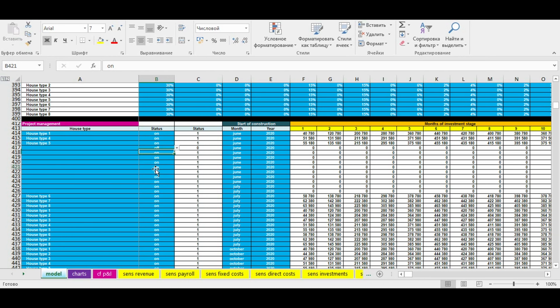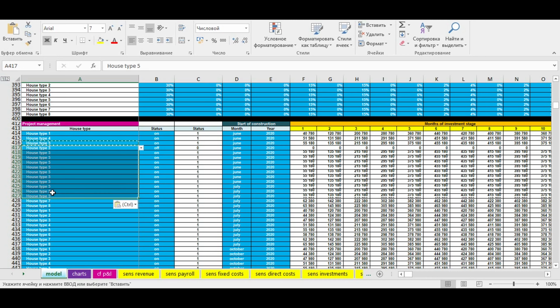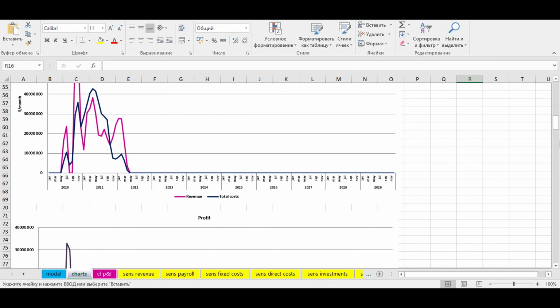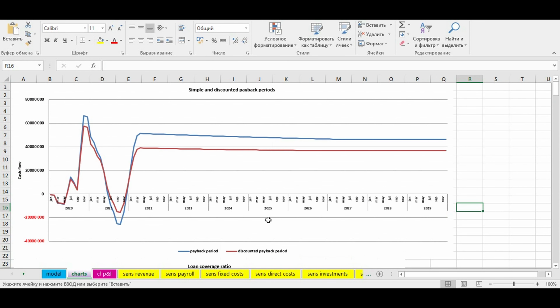This button gives us a quick opportunity to create lots of scenarios by including and excluding revenue and expenses of this house from this financial model.